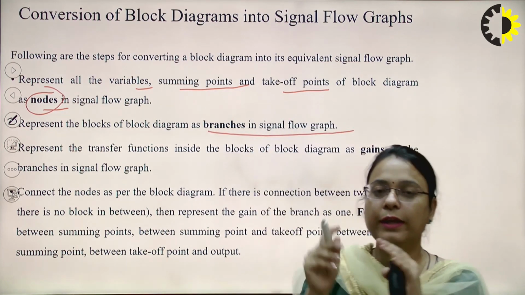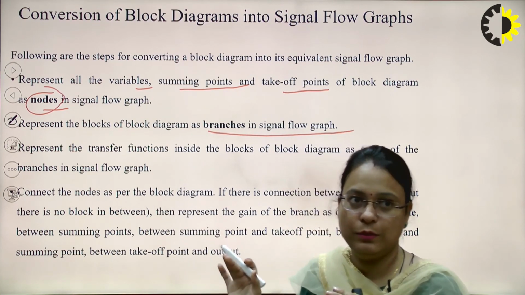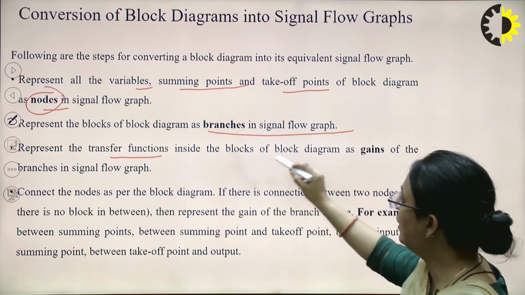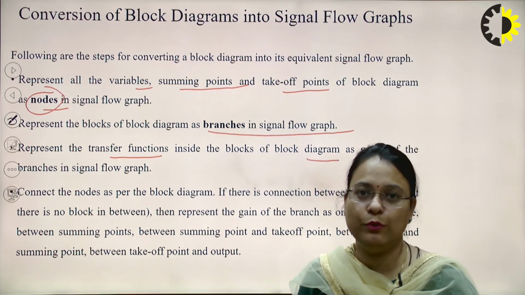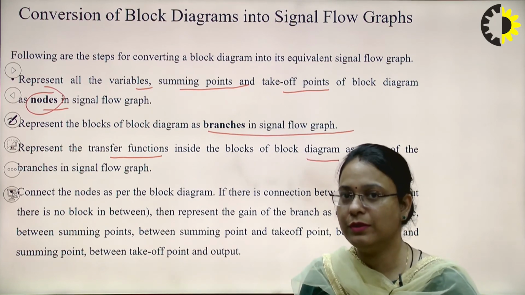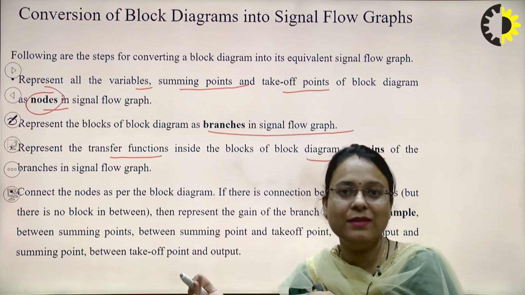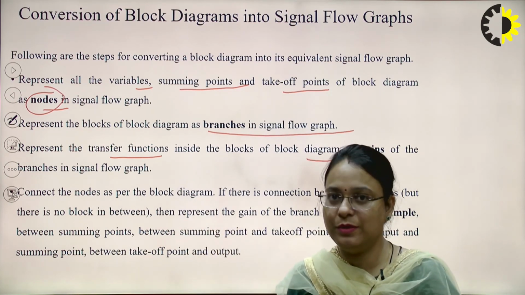Connect these nodes with the branches. Third one is to represent the transfer function inside the block of the block diagram as the gain of the branches in the signal flow graph. As we have done in the previous slide also, the gain of the branch is the same as the transfer function of the block in the block diagram representation.